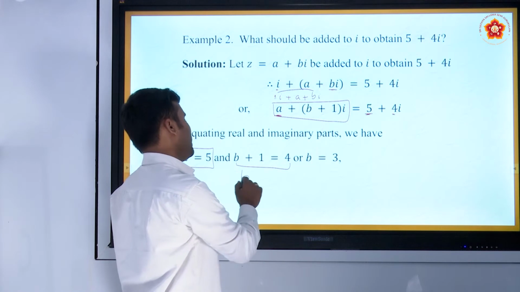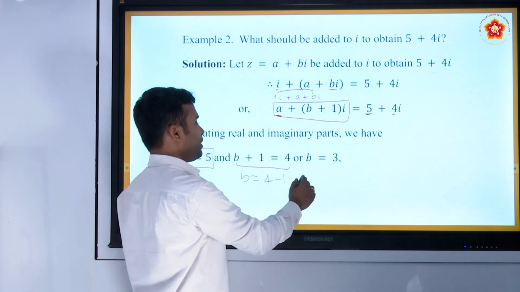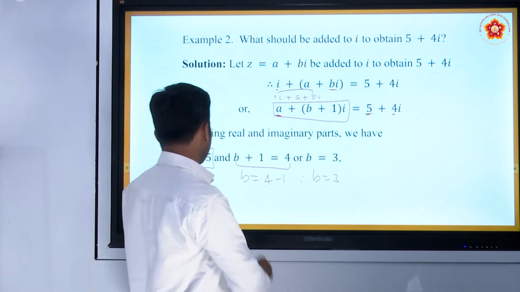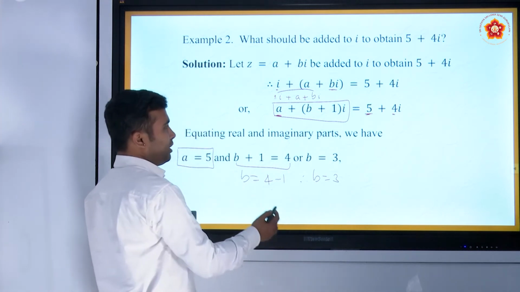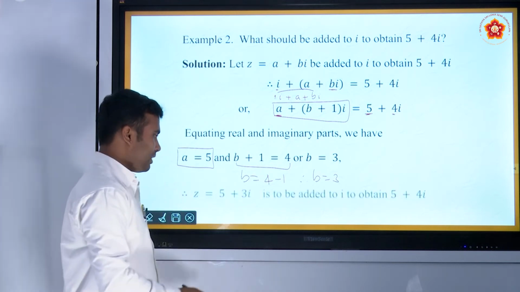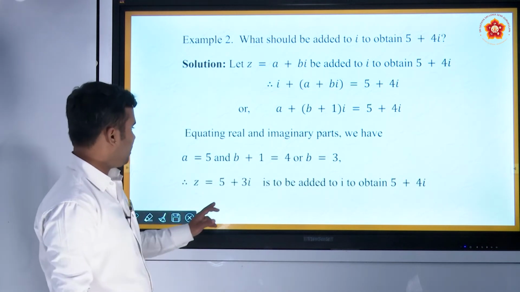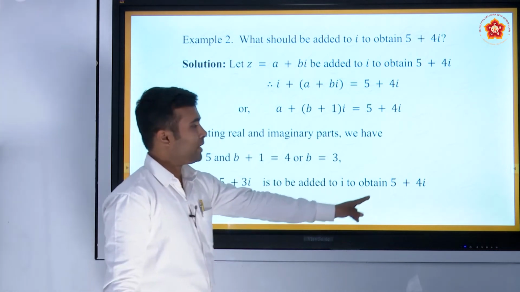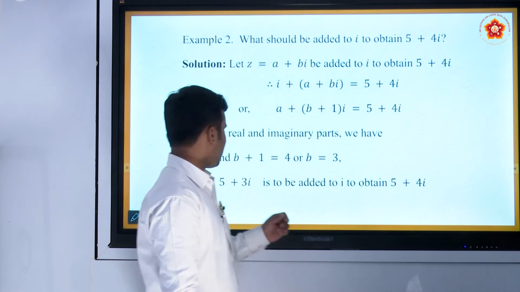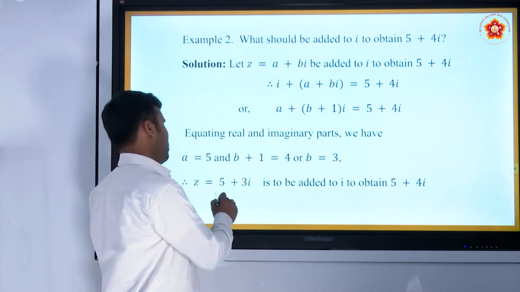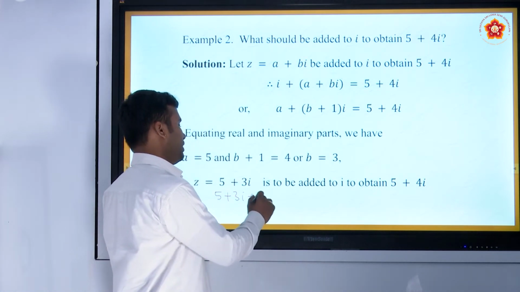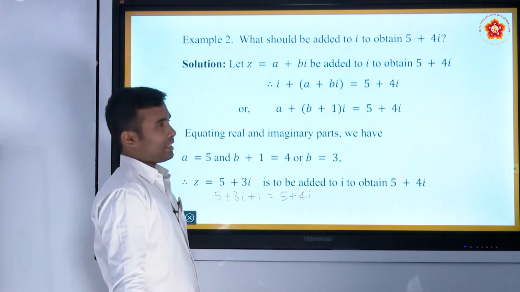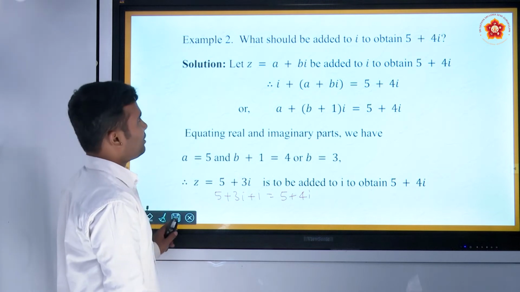If you do so, b is equal to what? 4 minus 1, therefore b is equal to 3. Now we got the values of a and b. So what should we add now? We can add 5 plus 3i to i to obtain 5 plus 4i. Understand? See, if you add 5 plus 3i to i, you will get 5 plus 4i. That gives the solution.